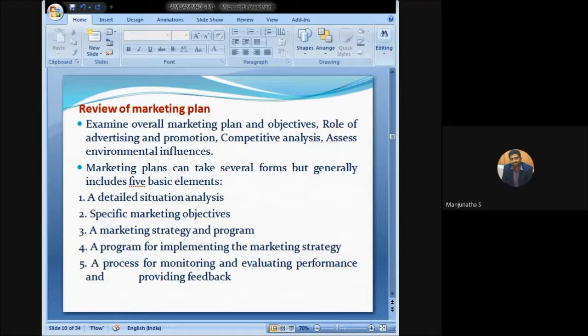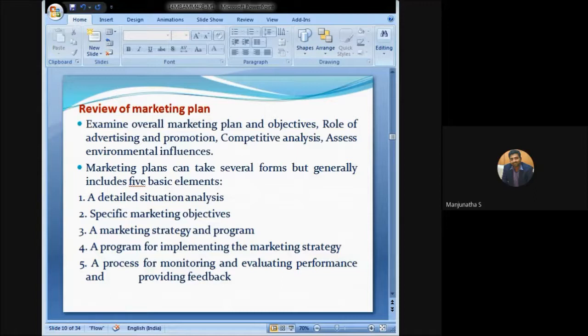It is not about having many objectives and trying to achieve them. It is very difficult for the companies or organizations. So they need to have specific marketing objectives, a limited number of them.